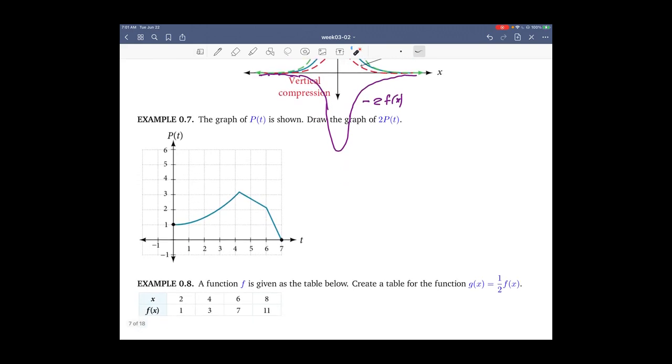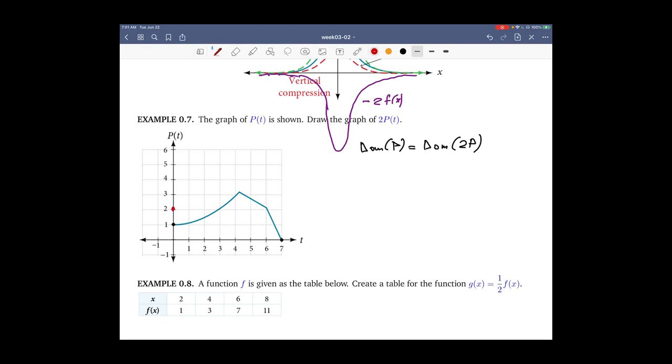Let us now look at this example, example 7. What's given in the picture is the graph of P of t. We need to produce the graph of twice P of t. First of all, note that the domains of the two functions are the same. Domain of P is the same as the domain of twice P. And we can look at certain points on the graph of P, for instance, point 0, 1. When we stretch that, we get point 0, 2.